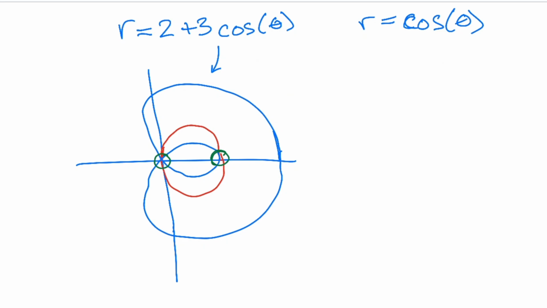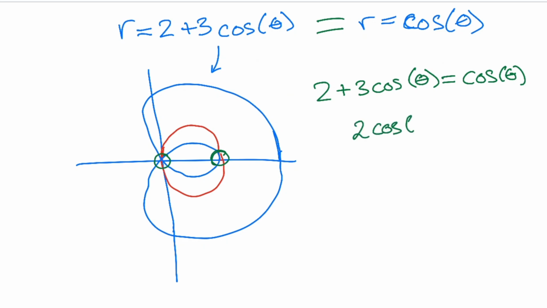So let's find out where they intersect by actually solving. You know how to do this. You set these equal to one another. So I have 2 plus 3 cosine of theta is equal to cosine of theta. We'll subtract cosine of theta from both sides and subtract 2 from both sides, and I get 2 cosine of theta is negative 2, and then divide by 2. Cosine of theta is negative 1. We all know where that happens. That is when theta is equal to pi, and actually any odd multiple of pi, like 3 pi, 5 pi, and so on. But pi is the one we'll use.